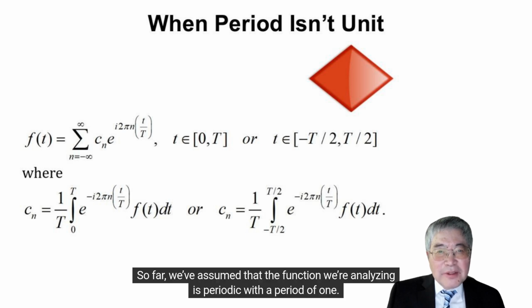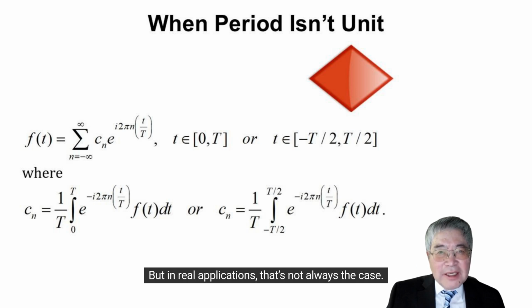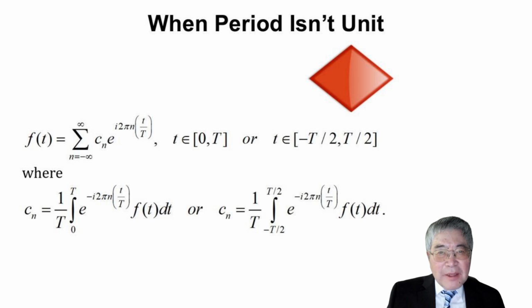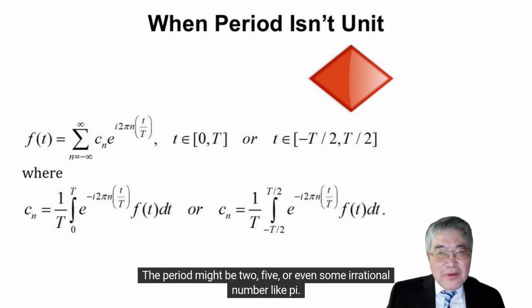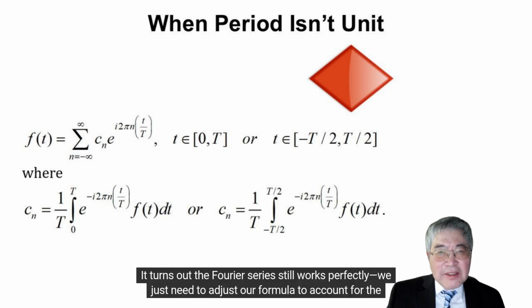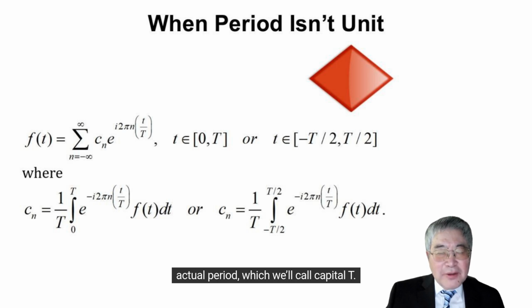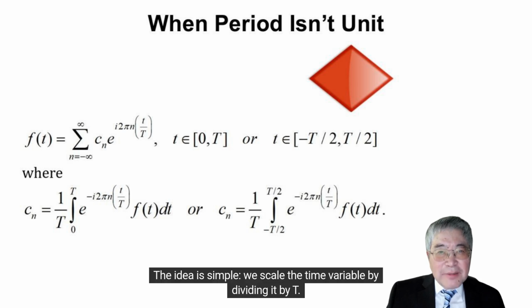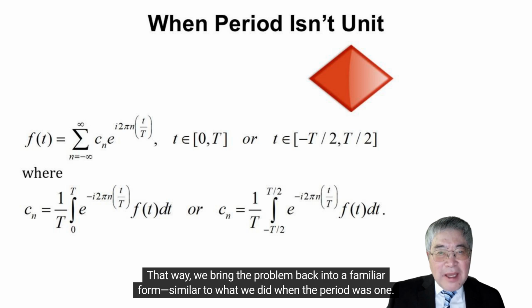So far, we've assumed that the function we're analyzing is periodic with a period of 1. But in real applications, that's not always the case, and the period might be 2, 5, or even some irrational number like pi. So how do we handle that? It turns out the Fourier series still works perfectly. We just need to adjust our formula to account for the actual period, which we'll call capital T. The idea is simple. We scale the time variable by dividing it by T. That way we bring the problem back into a familiar form, similar to what we did when the period was 1.